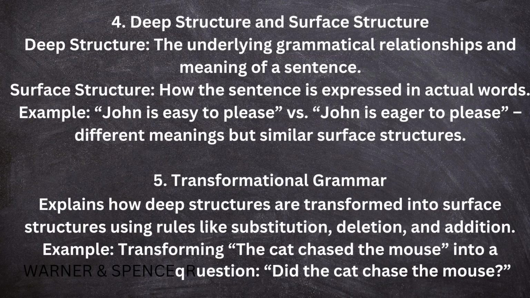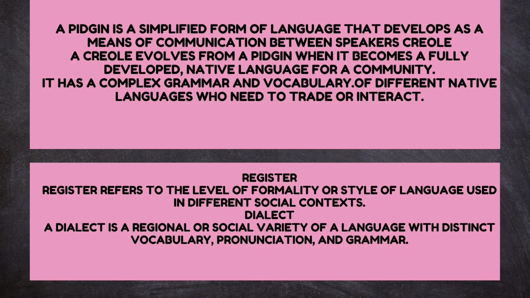So transformational grammar explains how the deep structure is transformed into surface structure using rules like substitution, deletion, and addition. For example, transforming "the cat chased the mouse" into a question like, "did the cat chase the mouse?" This is about the transformational grammar that Chomsky talks about.